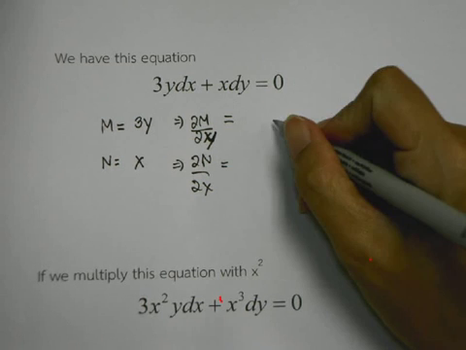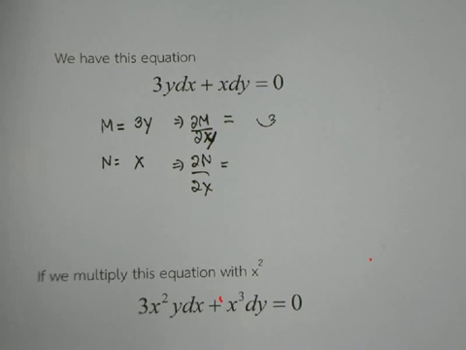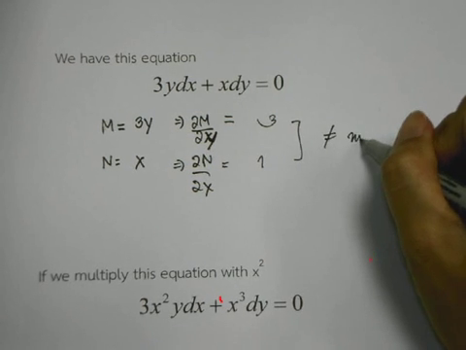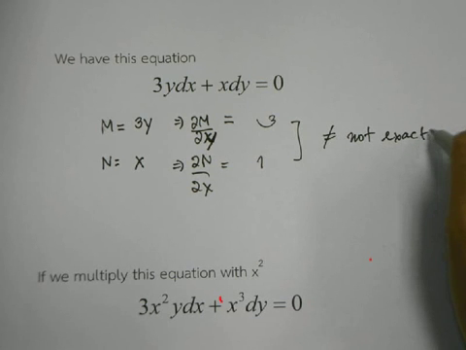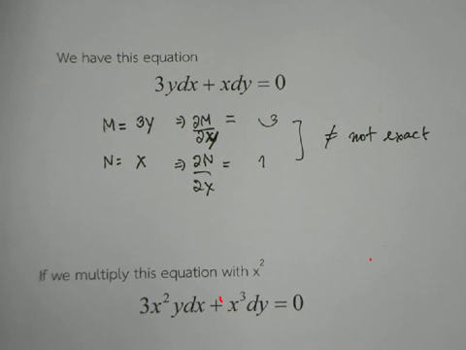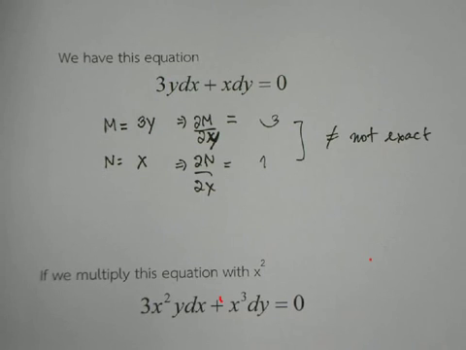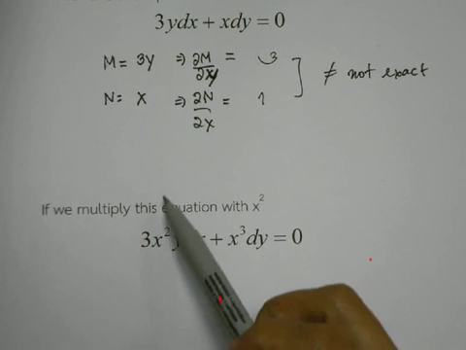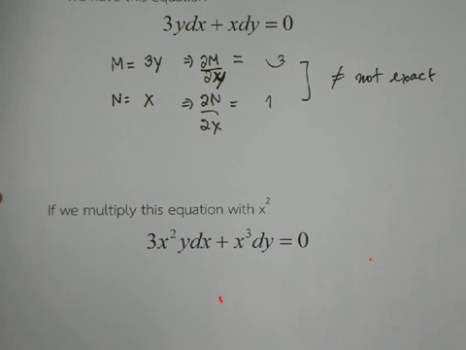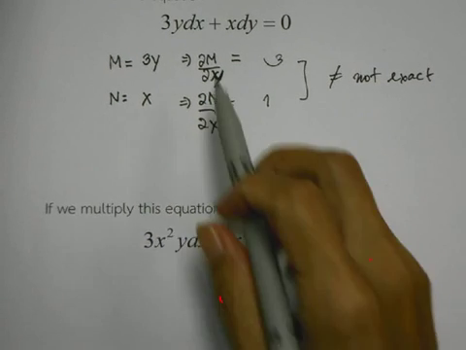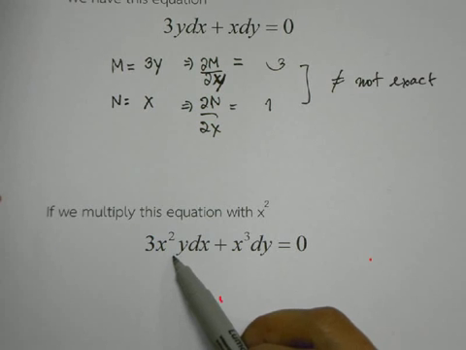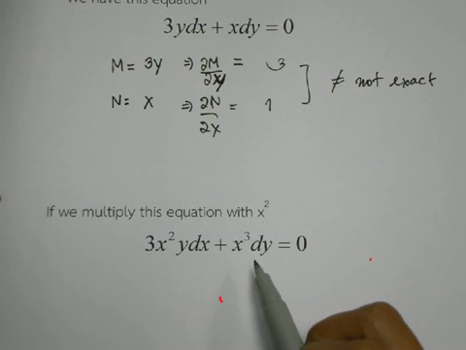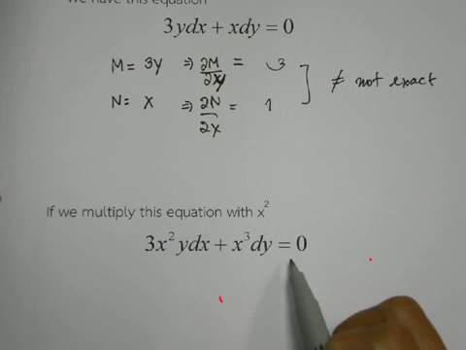3. Derivative of N with respect to x? 1. Equal or not equal? So it's not exact. But I said I'll multiply this equation by x squared. I'll take x squared times this equation, and I would get 3x squared y dx plus x to the power 3 dy equal to 0.